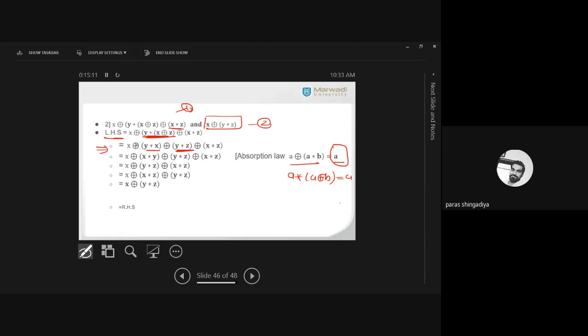X ring sum (Y star X). First we rearrange it as X ring sum (X star Y), because X star Y is the same as Y star X. Now what is the answer of X ring sum (X star Y)? That is equal to X only. So here we write this answer: X ring sum, second bracket as it is, and third bracket as it is. X ring sum (Y star Z) ring sum (X star Z). Here we just use the absorption property only.